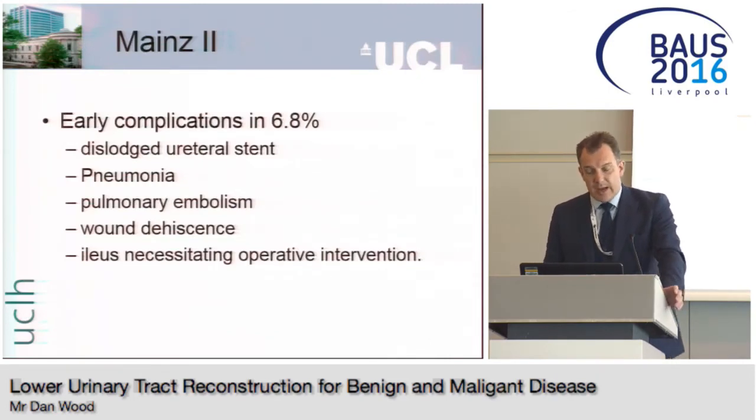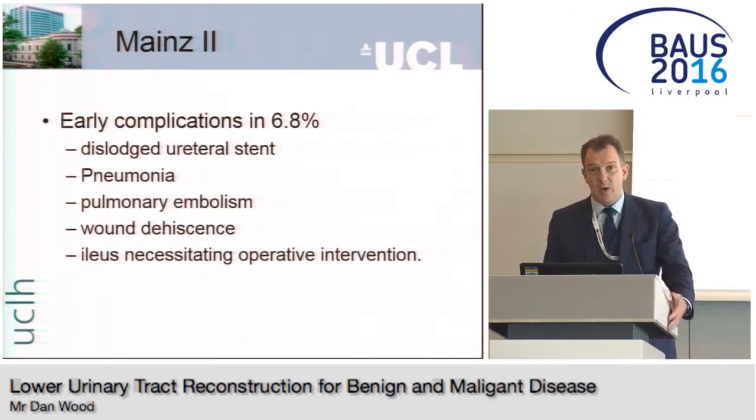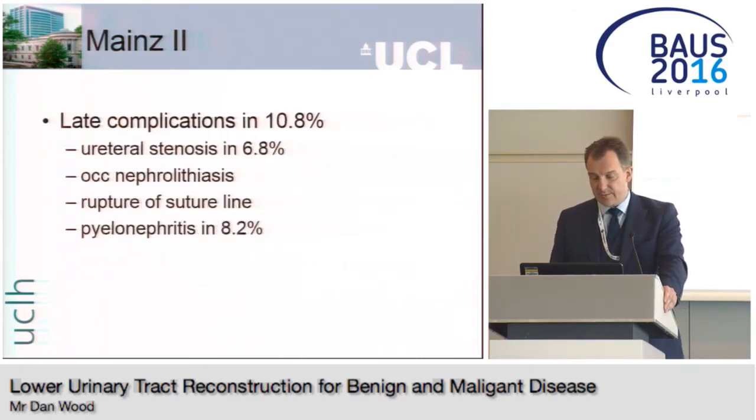So early complications: you can lose your stent. There are the respiratory and hemodynamic complications and wound dehiscence. Many of these patients can be quite poorly. It's used a lot in malignant reconstruction, and some ileus. We've already talked about the fact that they can have ureteric stenosis. They'll still get upper tract stones, and they can rupture as well if they're not emptied regularly. So it's important that the patients are well counselled and motivated.